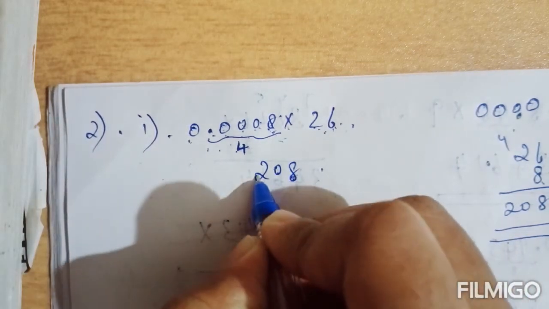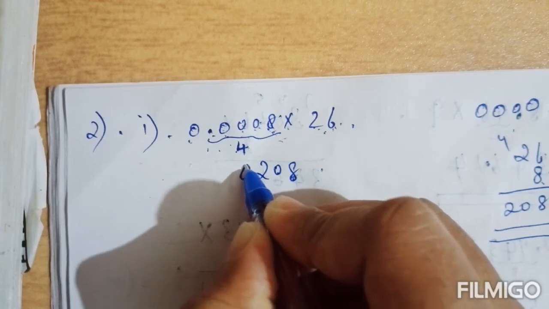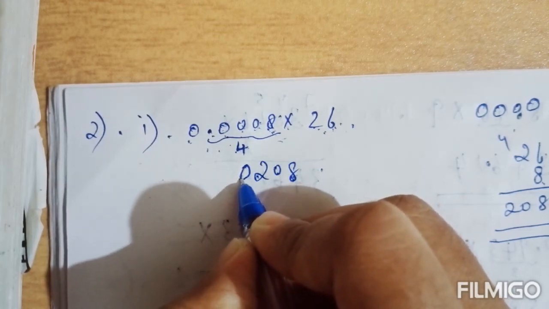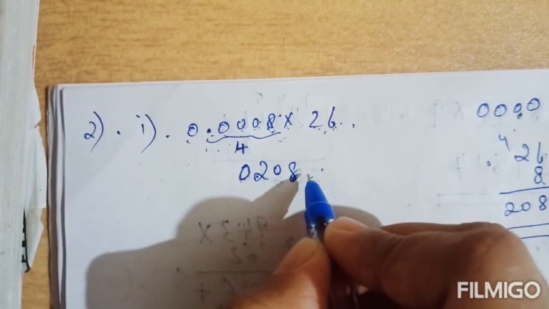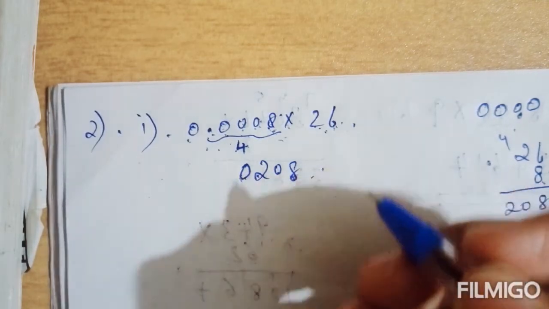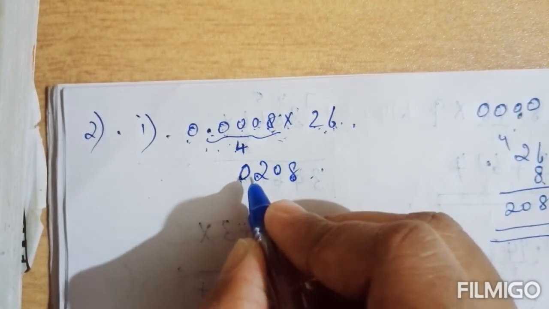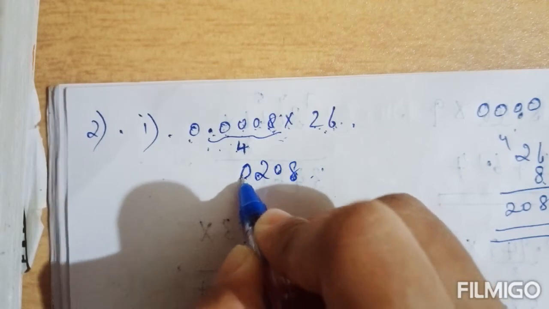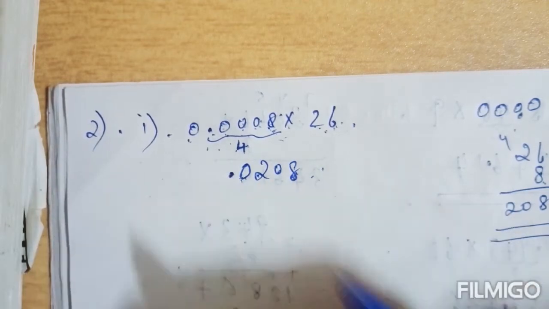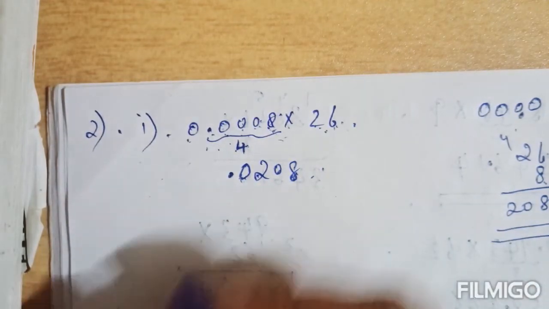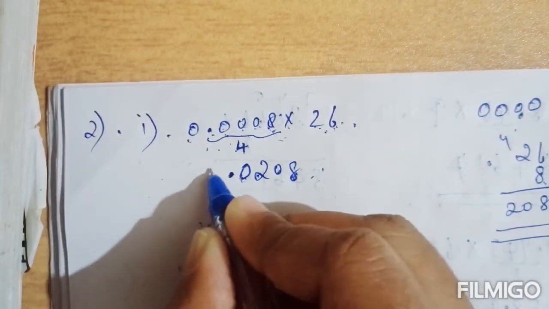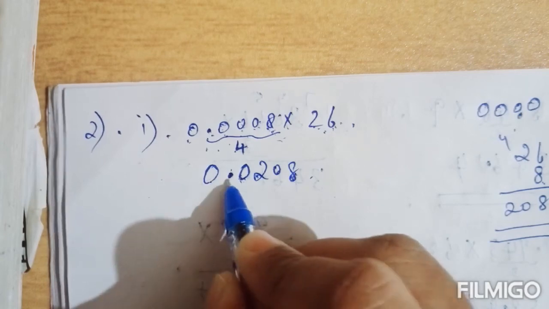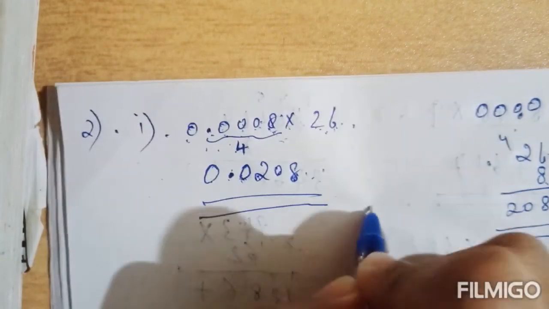1, 2, 3. Fourth one, in order to get the fourth digit, you can put 0 at the left end. Put the 0 on the left, don't put 0 to the right. So 1, 2, 3, 4. Here will be the decimal point. Okay. Now before decimal point no digit is there, so you can put 0 there. The answer will be 0.0208.